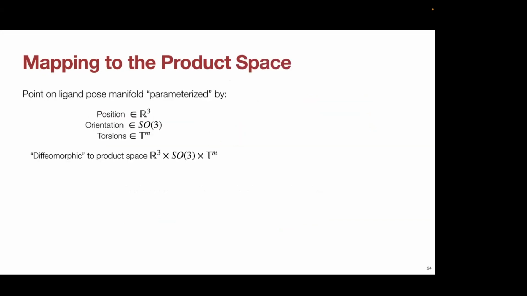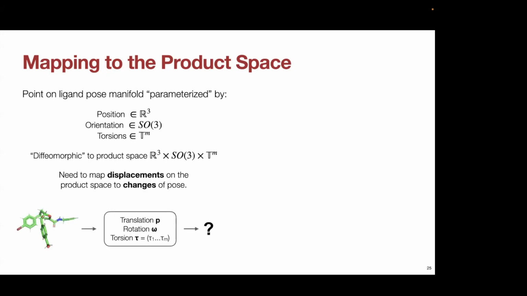So how do we diffuse over this manifold? Well, first we map it to a nicer space that we do know how to diffuse over, namely the product space of R3, SO3, and the m-dimensional hypertorus Tm. This is because you can think of a point on the ligand pose manifold, that is a ligand pose, as simply parameterized by these three pieces of information once we've quotiented out, if you will, the other piece of information, the local structures. So in some sense, we can say that the ligand pose manifold is diffeomorphic to the product space. Now, diffeomorphic is in quotes because there's an additional complication.